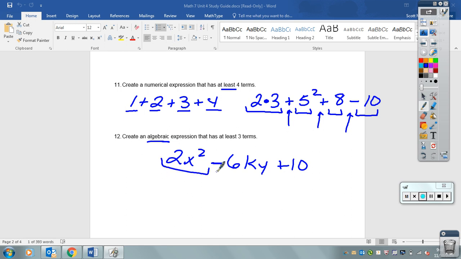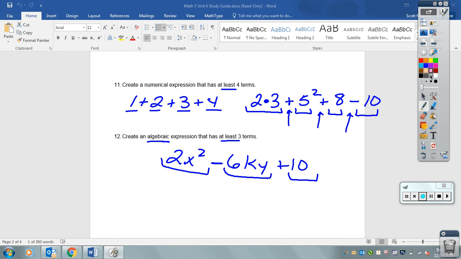Nope, this, separated by a subtraction sign, is 1 term. This, all held together by multiplication, negative 6ky, that's 1 term. And this constant, that's 1 term. I could have done more because it said at least 3 terms, but I only wanted 3 to save myself some time. This is an algebraic expression that has at least 3 terms.